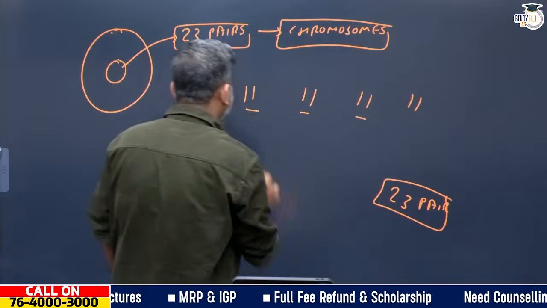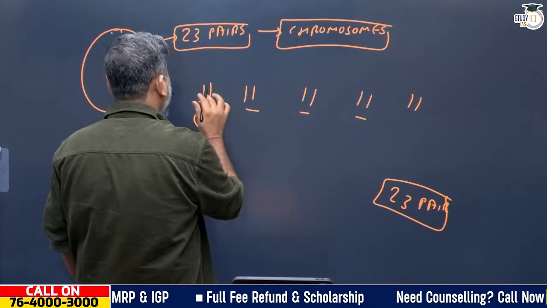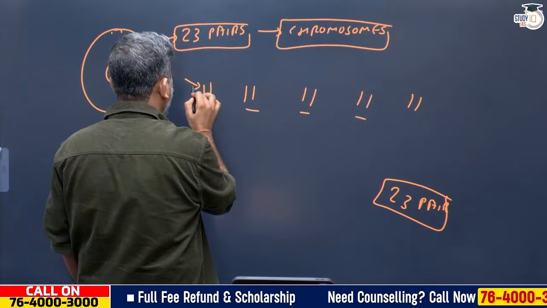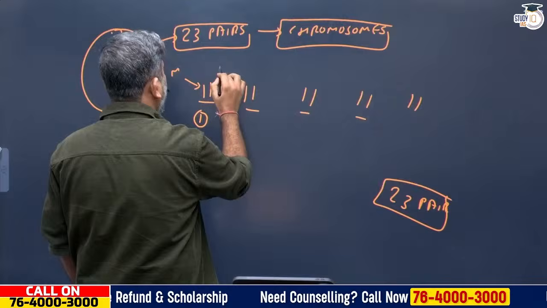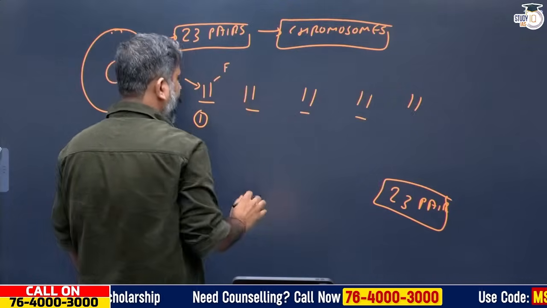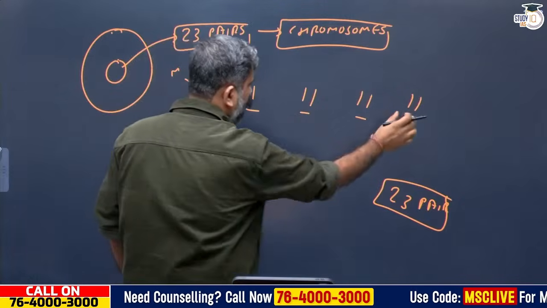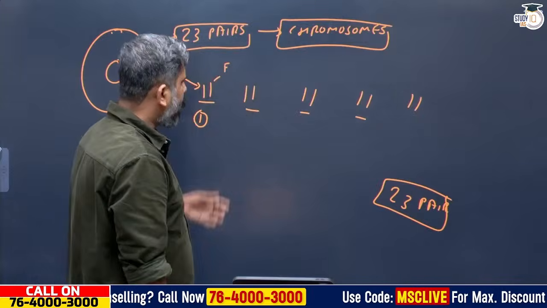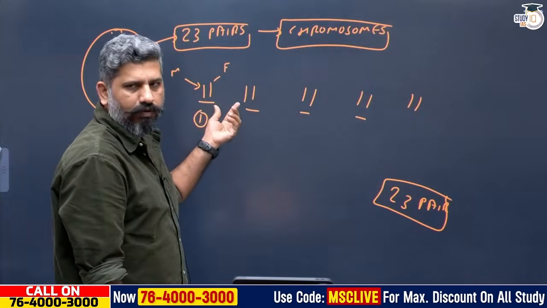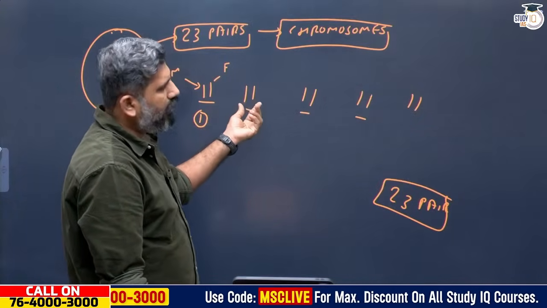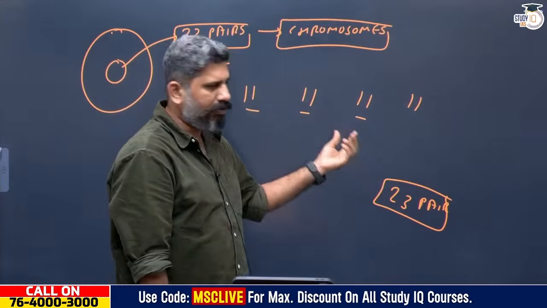And in all these locations, at location number 1, in this pair, one of it would be provided by the male, another one will be provided by the female, right? And it stands true for almost all the locations. Here, one is provided by father, one is provided by mother. One by father, another by mother, so on and so forth.